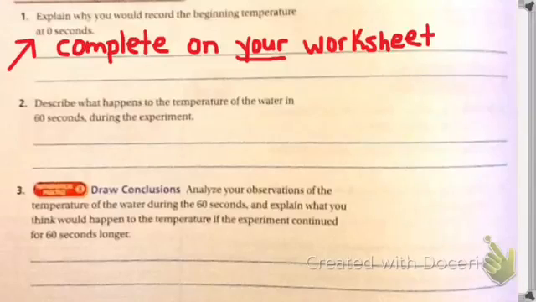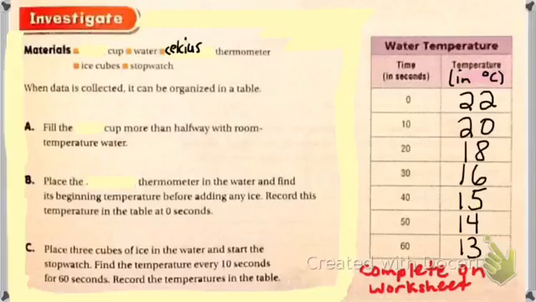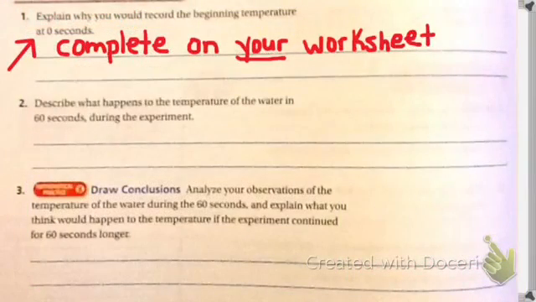So now I move on to answering my questions for the chart that I just completed. Question number 1 says, explain why you would record the beginning temperature at 0 seconds. So if I go back onto my table, at 0 seconds, I recorded my beginning temperature of 22 degrees, which was before I added any ice. Why would you do that in an experiment? Why would you record the temperature when you start before you add the ice? What's the purpose of that? What's the reason? Please stop and answer question number 1 right now on your worksheet.